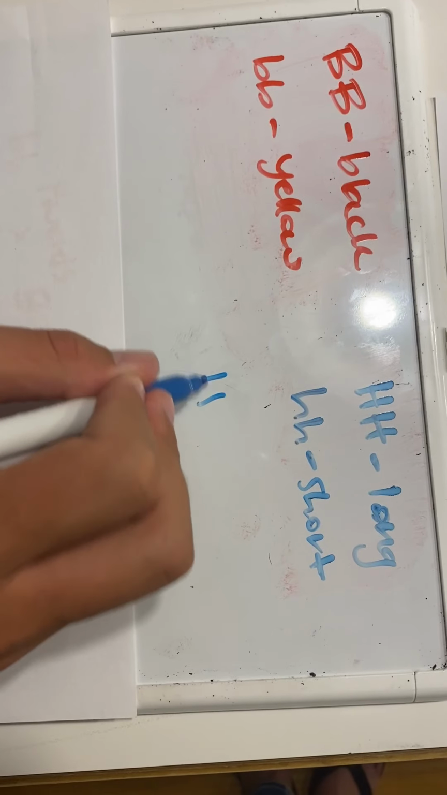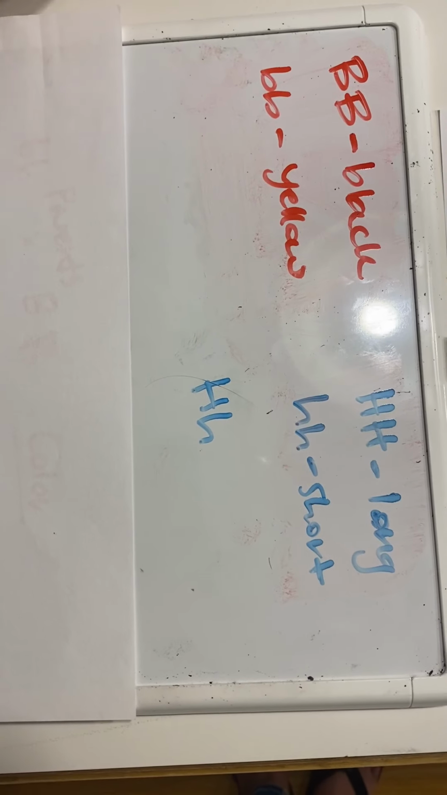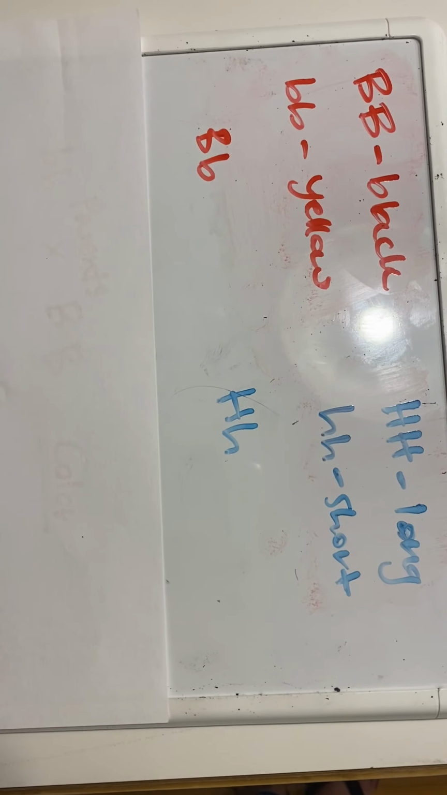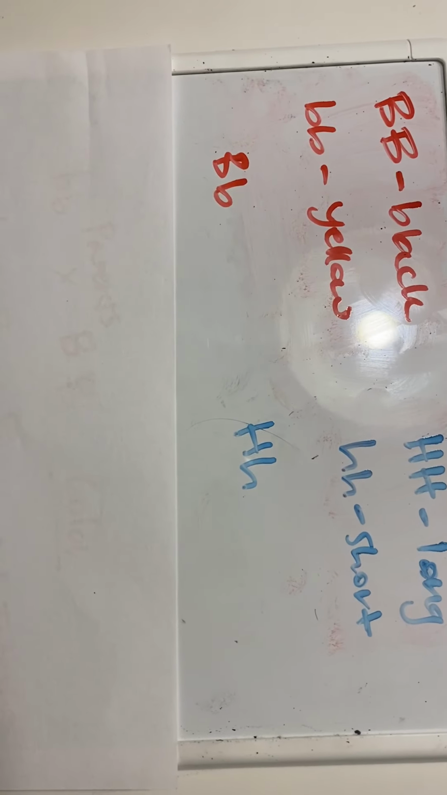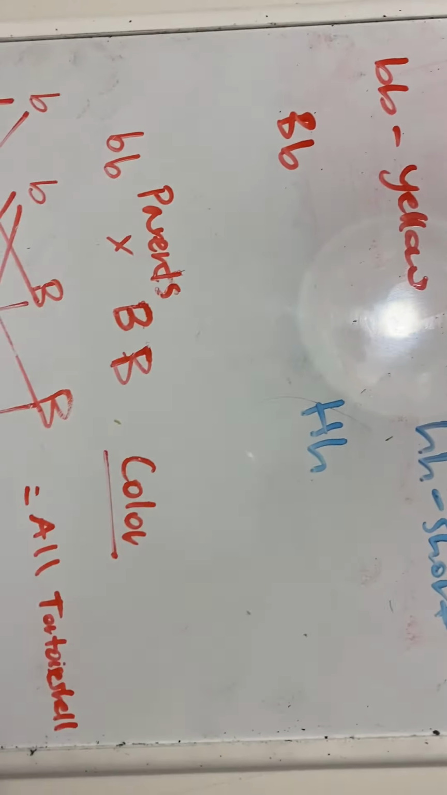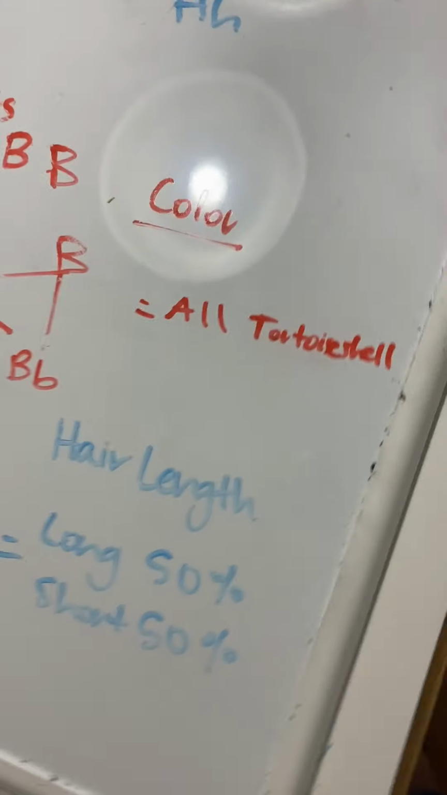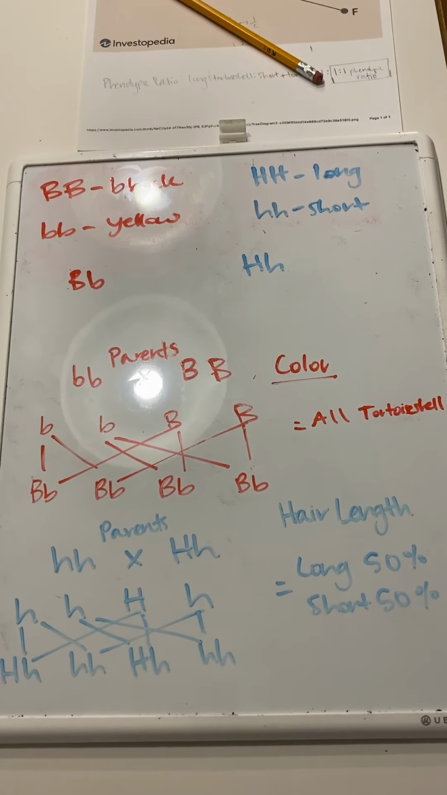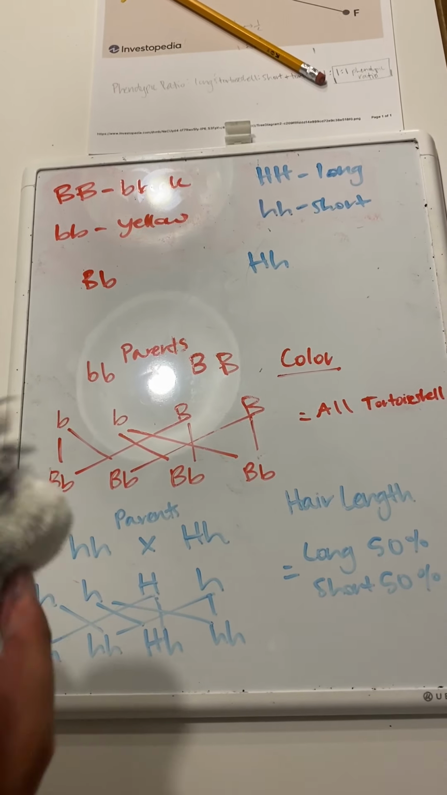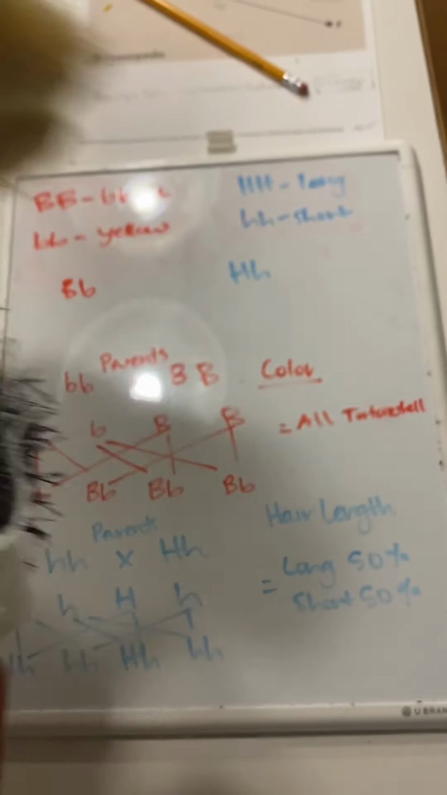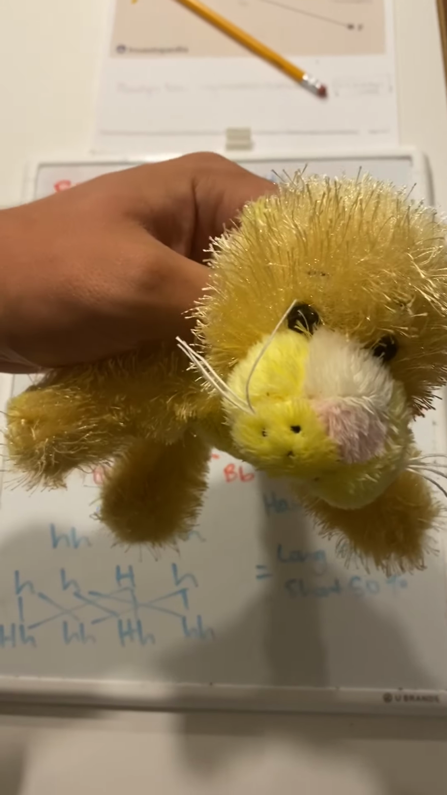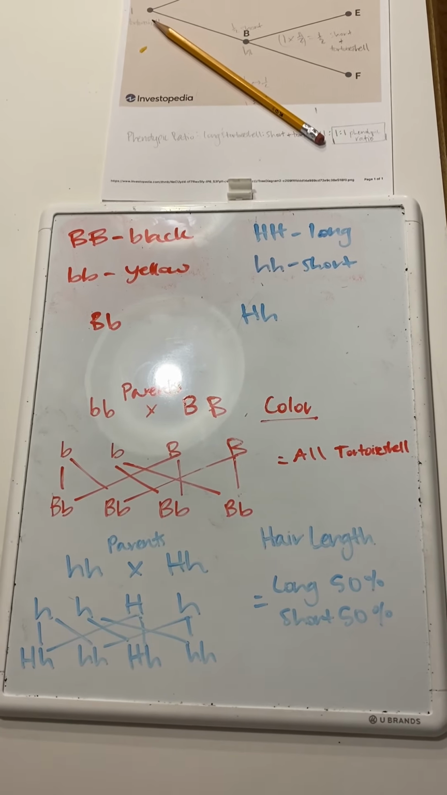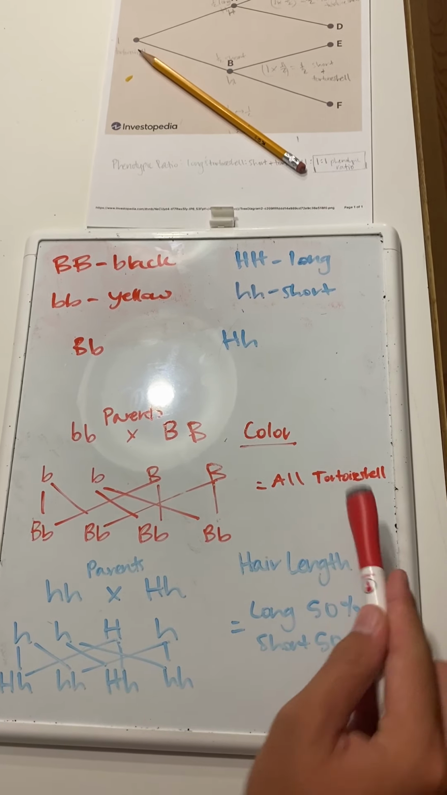Together, a big H and a little h, as well as a big B and a little b, would represent the tortoiseshell phenotype. As you can see, this is the combination of the phenotypes that different parents, one dominant black long-haired cat and one recessive short-haired yellow cat, would have as children. Their color would represent all tortoiseshell.